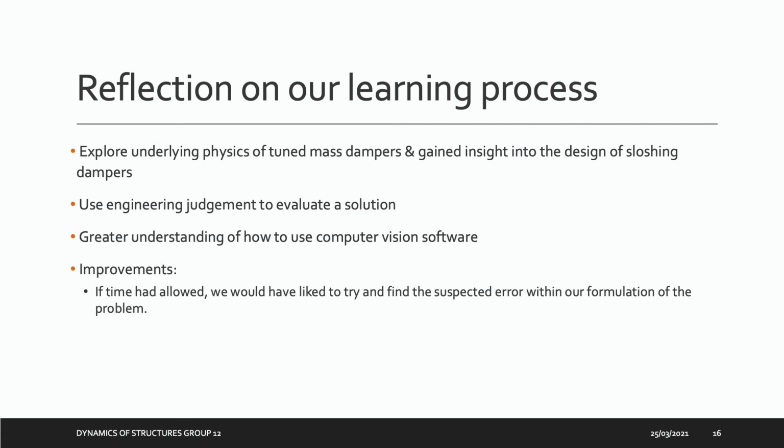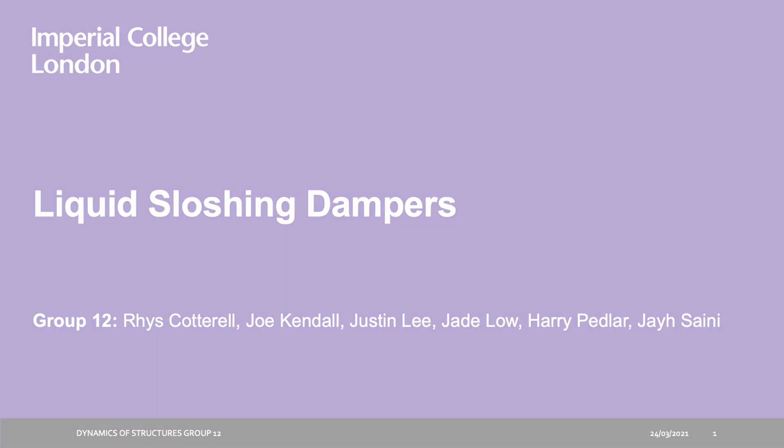We also gained a greater understanding of using computer vision sensing software. As we identified a possible error within our solution, a further improvement of our work would be to try and identify this error and correct our results to obtain a more accurate predicted value of displacement.